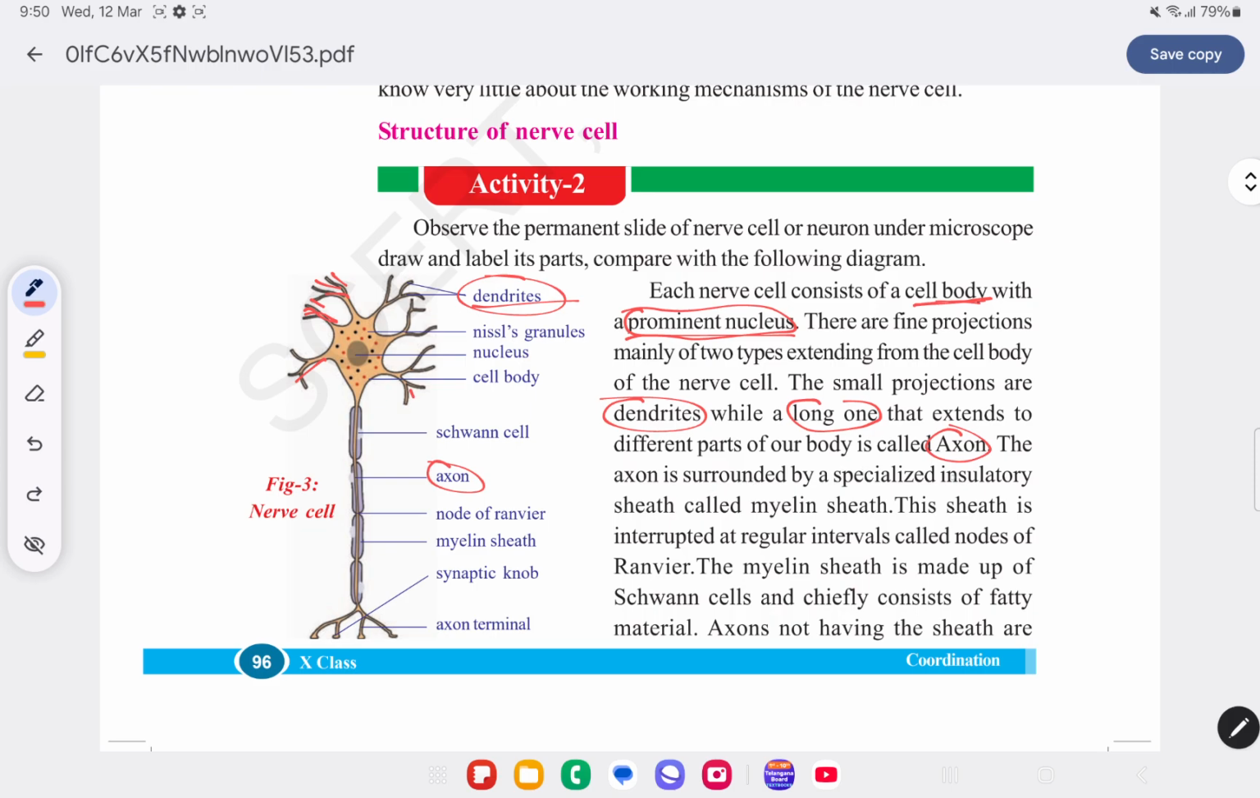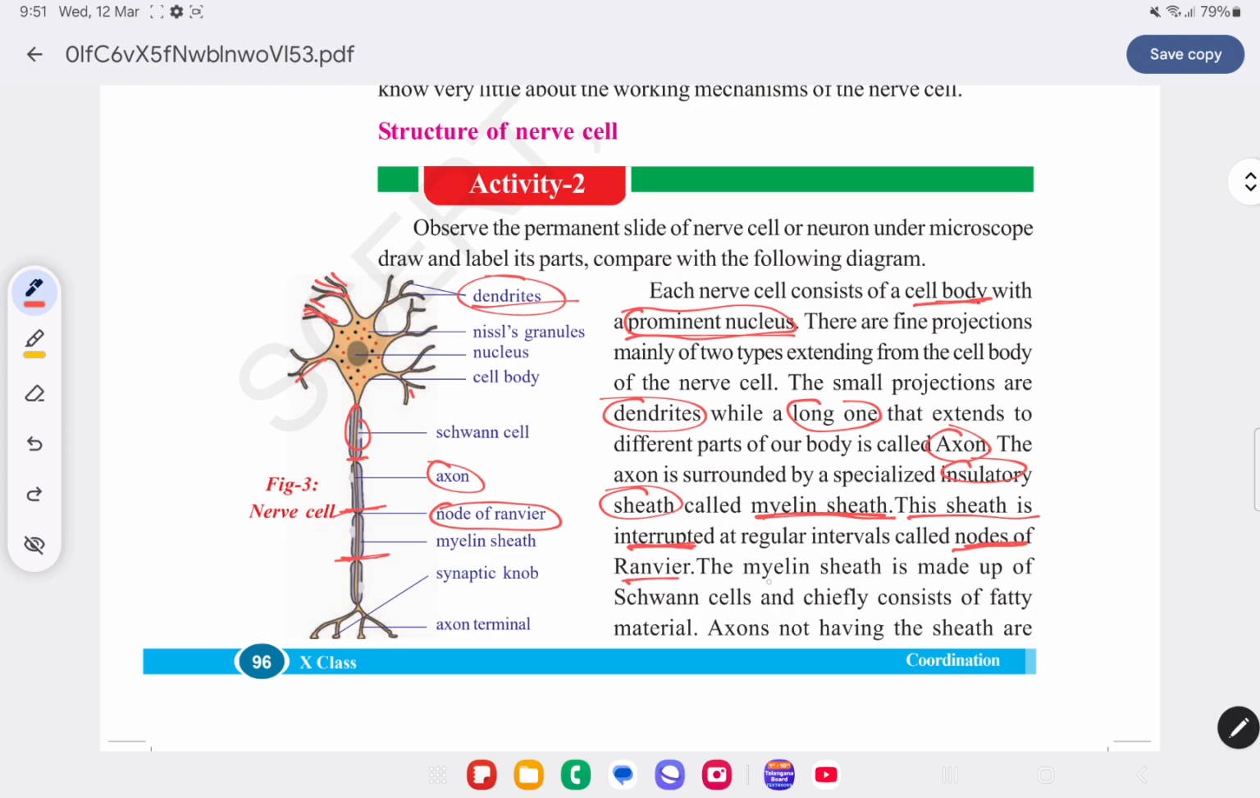Axon is surrounded by a specialized insulatory part. See, the axon is covered with a sheath. That sheath is called the myelin sheath. Now this sheath is interrupted at regular intervals. At regular intervals there is some gap, right, between every part there is a gap. That regular interval is known as node of Ranvier. Clear? So this sheath is interrupted, in the sense you can consider that it's broken at regular intervals. That point where it is broken is known as node of Ranvier.